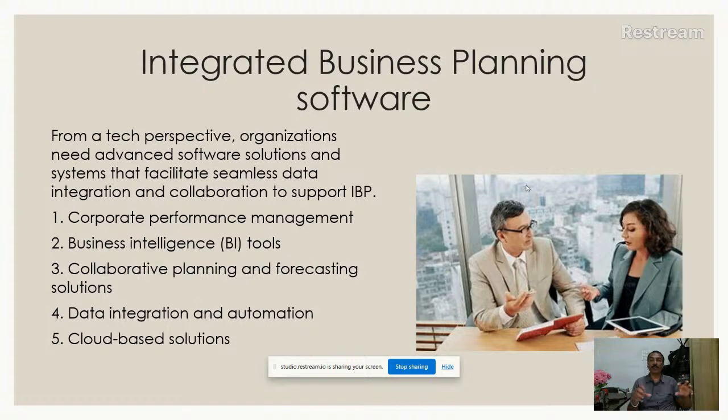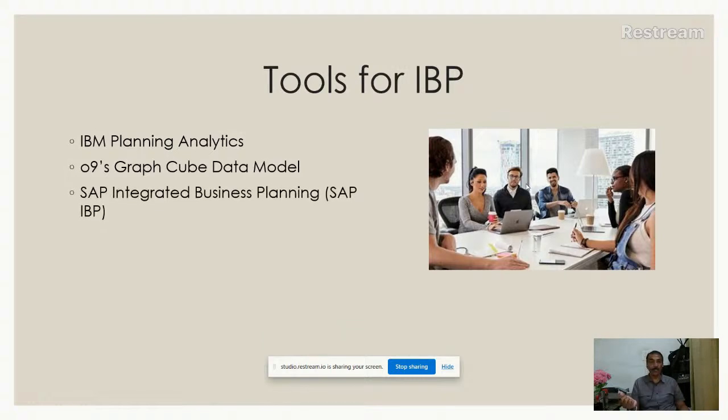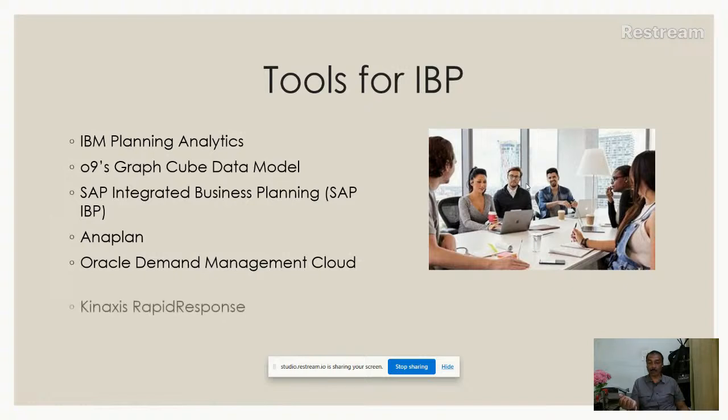Maybe these solutions are provided by different vendors, but if you need an integrated software, there are other players like IBM with Planning Analytics. O9 is an organization which provides a graph cube data model. Of course, SAP with Integrated Business Planning. Anaplan is one more. Then Oracle Demand Management Cloud. Kinaxis RapidResponse. So you see a lot of players in the market. Their delivery of the software may be based on interaction with their client.